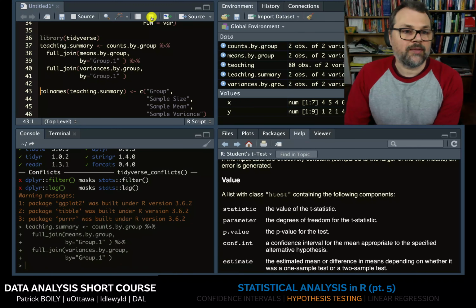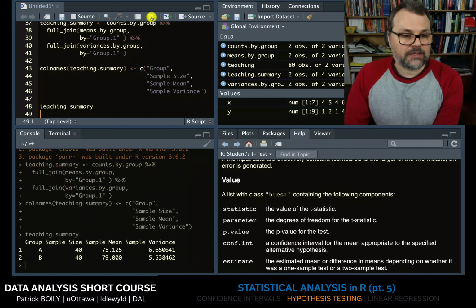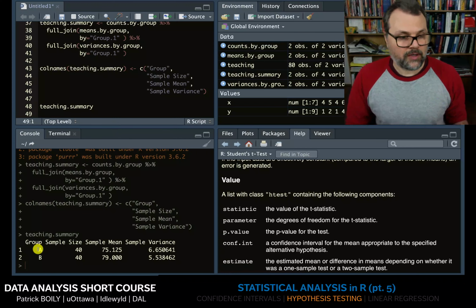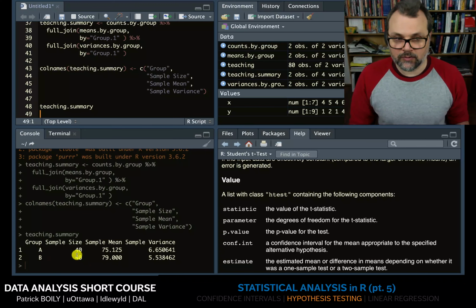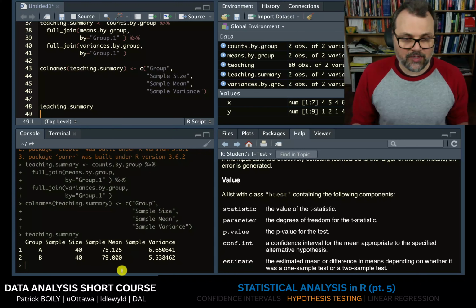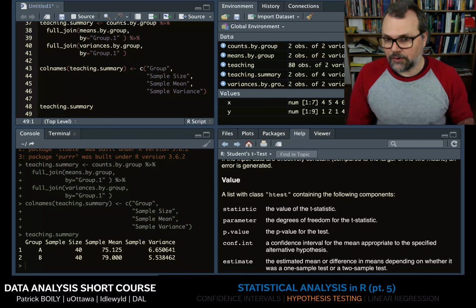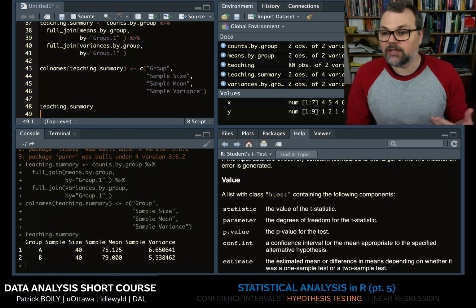I'm going to rename the columns. And what does my teaching summary look like? This is the information that my control group A, my study group B, the sample size for each of the groups, n equals 40, the sample means in each of the groups, and the sample variance in each of the groups.